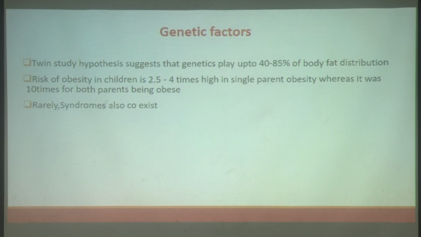I told you that genetic factors have a small influence. It's a big chapter, but I just wanted to give only 2 messages. The genetics play almost 40 to 85%, it's all individualized, so it depends on the genetic makeup of the individual. It can contribute to almost 40 to 85% of the body fat distribution, number 1. Number 2 is the risk of obesity in children is 2.5 to 4 times higher with a single obese parent. If my father is obese, my risk of developing obesity is 2.5 to 4 times. Suppose both the parents are obese, then my risk is almost 10-fold. That is a very simple analogy which can be translated to our clinical practice also.